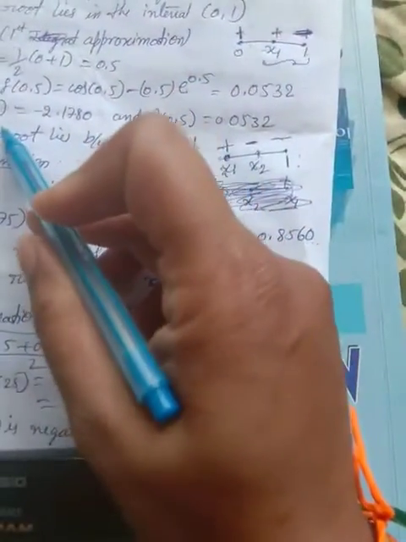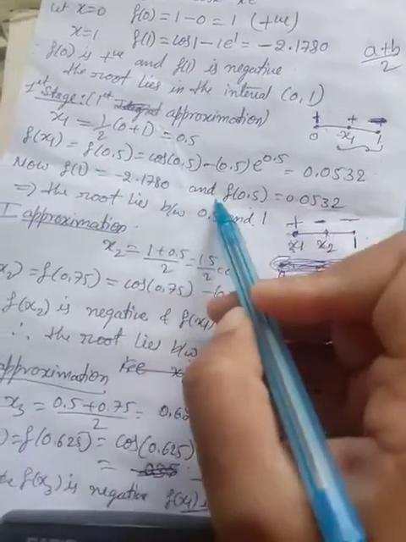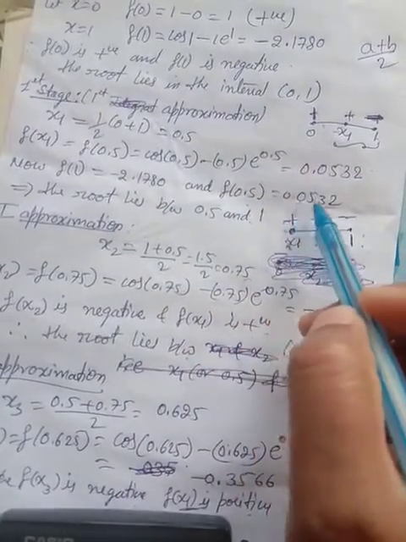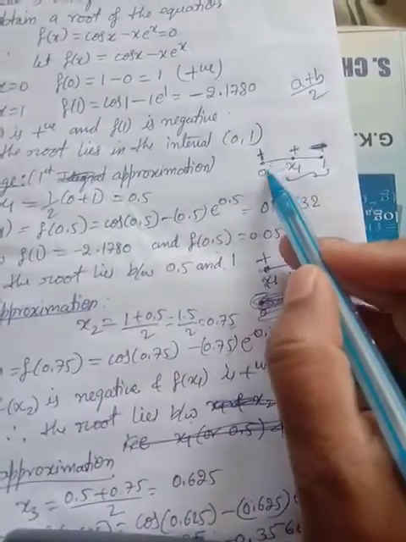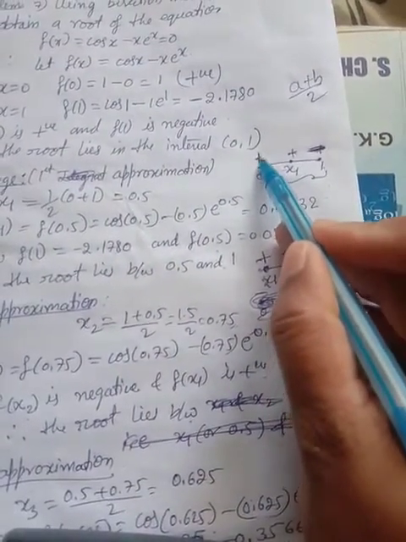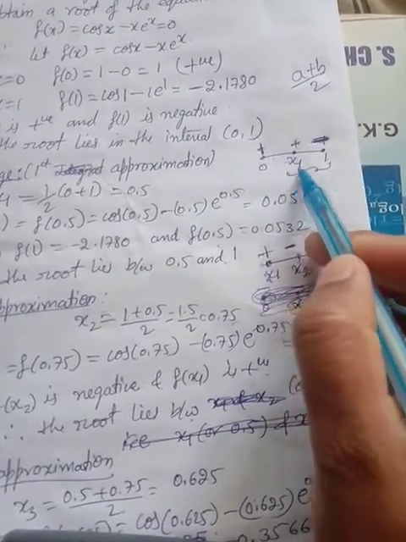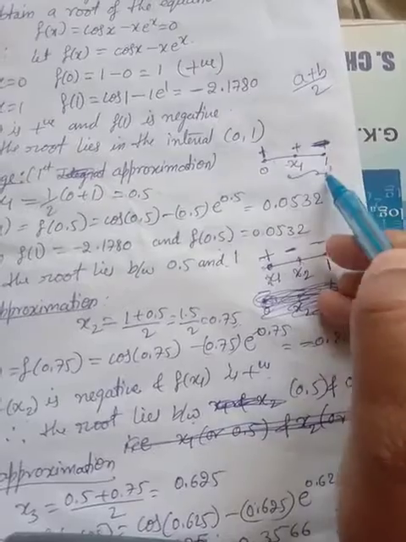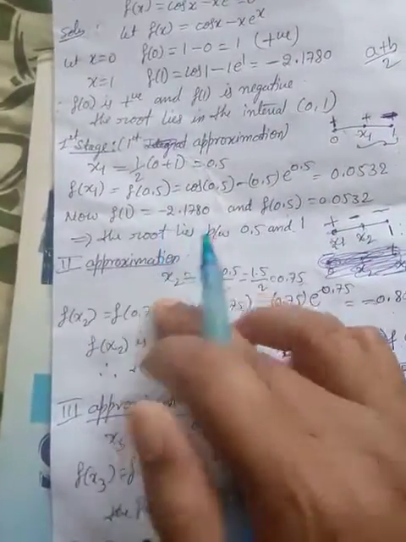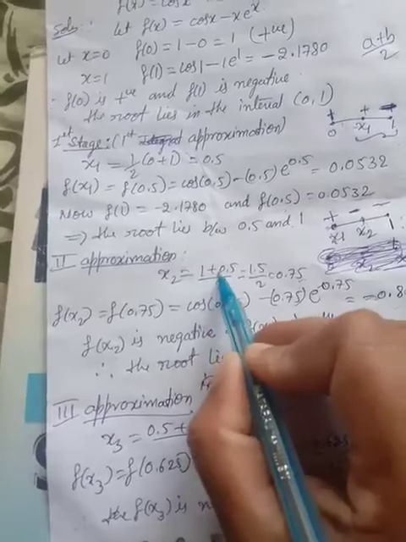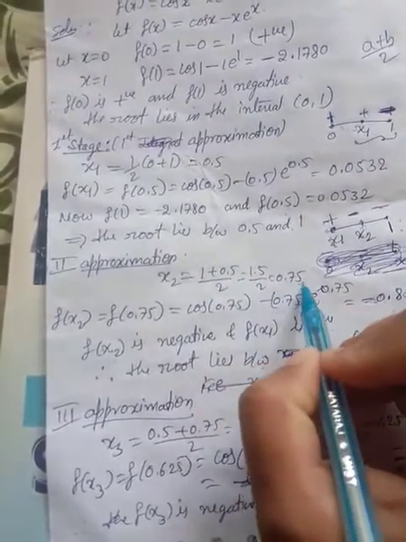Therefore, f(1) is -2.1280 and f(0.5) is 0.0532. Therefore, the root lies between 0 and 1, and now the root lies between x1 and 1. This is because f(1) is negative and f(x1) is positive. Now second approximation: x2 = (1 + 0.5)/2. You add and divide by 2, you will get 0.75.